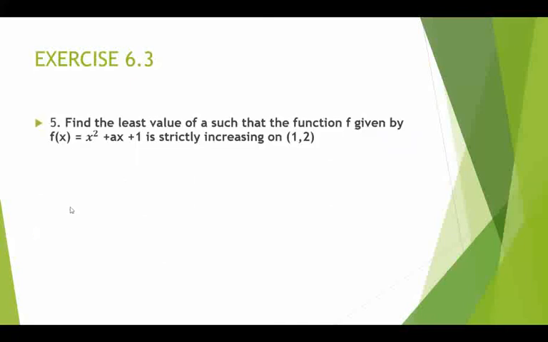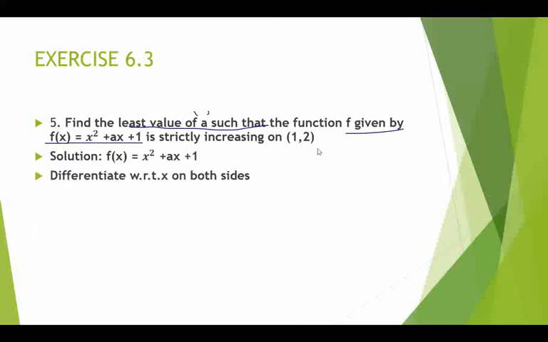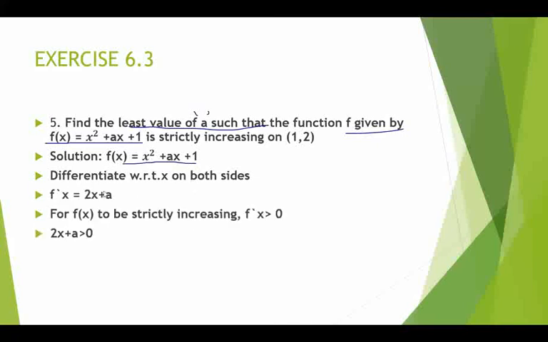Now, I consider one more function. Find the least value of a such that the function f given by f of x equals x square plus ax plus 1 is strictly increasing on 1 comma 2. Solution: we will consider the function and differentiate with respect to x on both sides. f dash x is the derivative of x square, which is 2x, plus a into the derivative of x, which is 1. So 2x plus a.